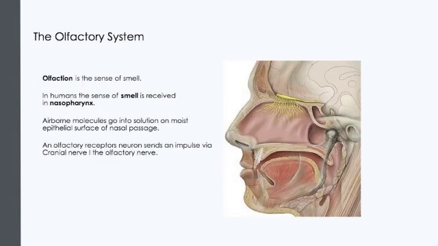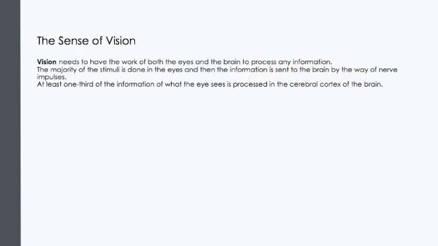And that brings us to the olfactory system. Olfaction is the sense of smell. In humans, the sense of smell is received in the nasopharynx. Airborne molecules go into solution on moist epithelial surfaces of the nasal passage. An olfactory receptor neuron sends an impulse via the cranial nerve to the olfactory nerve. And then your brain perceives this as a smell.